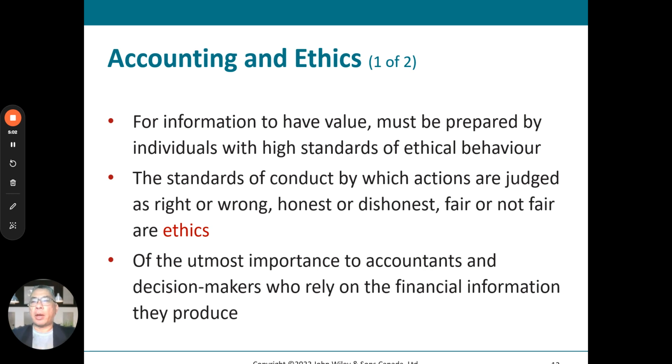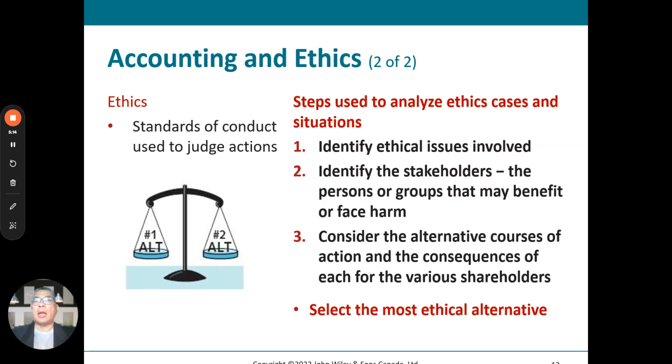Otherwise, we're going to lose our credentials and our designations. It is of utmost importance to accountants that decision makers rely on the financial information they have produced. Now, what is accounting ethics? Ethics is the standard of conduct used to judge actions. What are the steps used to analyze ethical cases and situations?